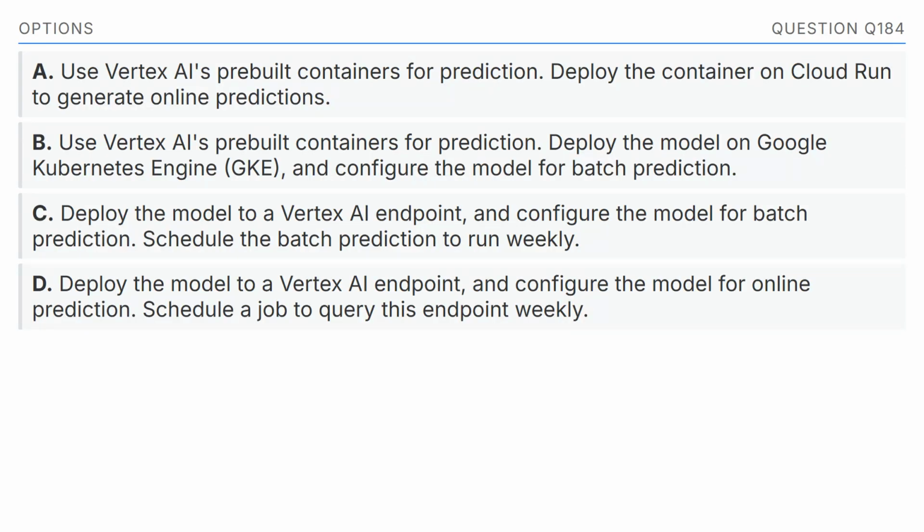The options are: Option A, use Vertex AI's pre-built containers for prediction. Deploy the container on Cloud Run to generate online predictions. Option B, use Vertex AI's pre-built containers for prediction. Deploy the model on Google Kubernetes Engine (GKE) and configure the model for batch prediction. Option C, deploy the model to a Vertex AI endpoint and configure the model for batch prediction. Schedule the batch prediction to run weekly. Option D, deploy the model to a Vertex AI endpoint and configure the model for online prediction. Schedule a job to query this endpoint weekly.